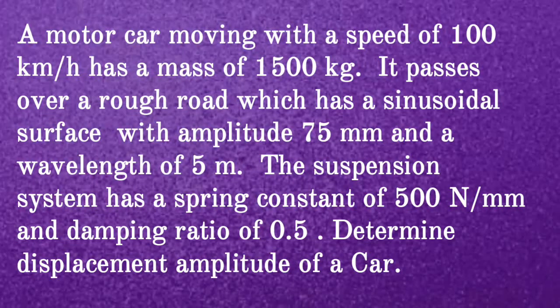Given question: a motor car moving with a speed of 100 km per hour has a mass of 1500 kg. It passes over a rough road which has a sinusoidal surface with amplitude of 75 mm and a wavelength of 5 meter. The suspension system has a spring constant of 500 Newton per millimeter and the damping ratio 0.5. Determine the displacement amplitude of the car.